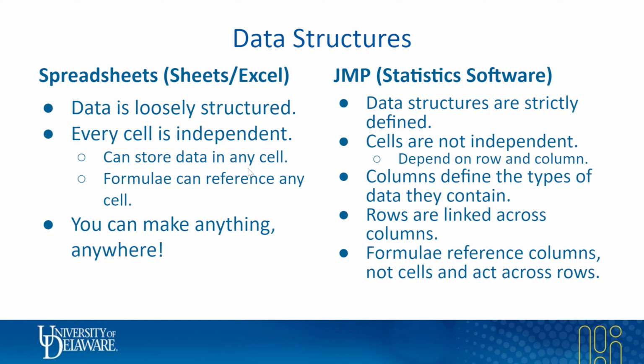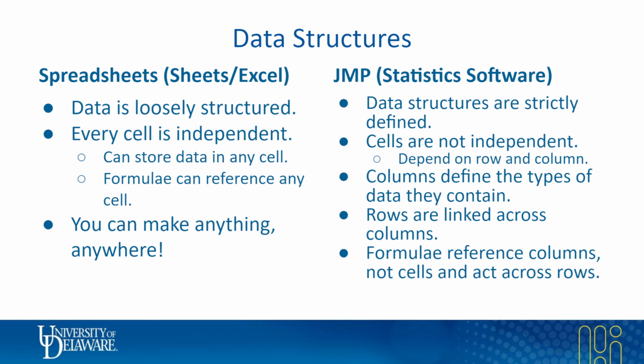JMP, on the other hand, has very strict data structures. Cells are not independent. They depend on the row and the column that they're in. Columns are almighty in JMP. So a column defines the type of information contained in it. Rows are linked across columns, and formulas in JMP, rather than referencing cells, reference entire columns. If you divide column A by column B, it goes through row by row. So it'll divide the first row in column A by the first row in column B.